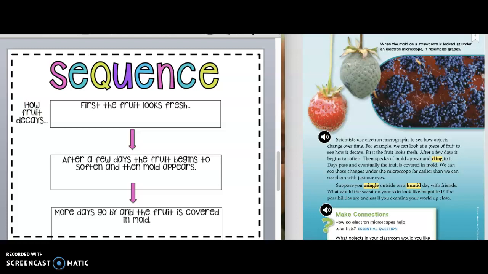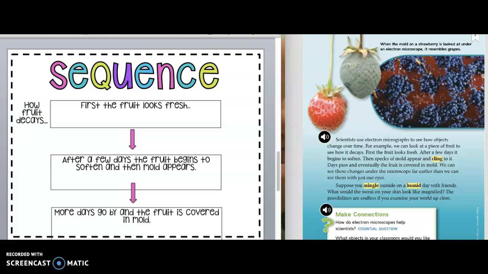And you can see an example of those sequence of events in this photograph right here. You have a fresh piece of strawberry, and then this must happen after a few days. Some mold happens, and then it becomes completely covered in mold.